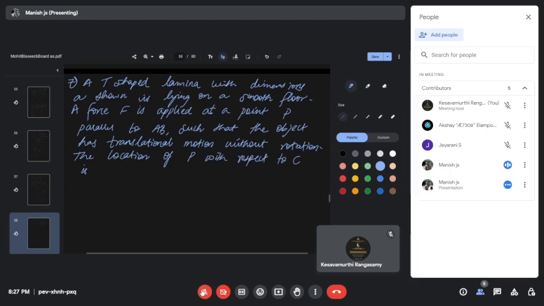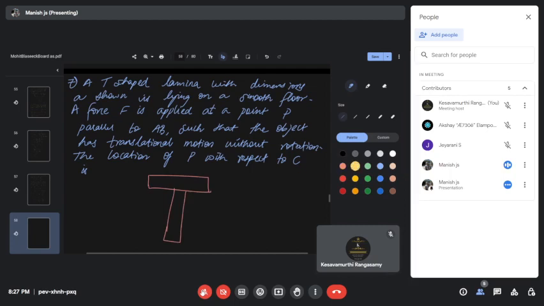With respect to C is. So I'll first draw the figure and then I'll give you the options. So here we have the figure. It's a T-shaped lamina. That's a T-shaped object. So this is how it is. The shape of a T.